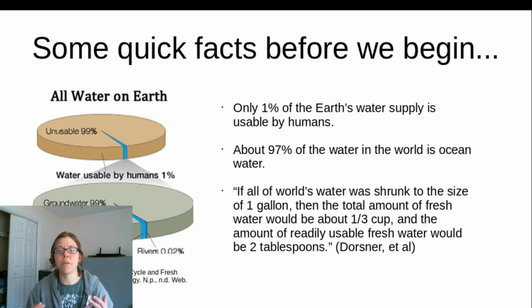It says if all the world's water was shrunk to the size of 1 gallon, then the total amount of fresh water would only be about a third of a cup. And the total amount of readily usable water that we can actually straight up drink is only about 2 tablespoons. So a very, very small amount.